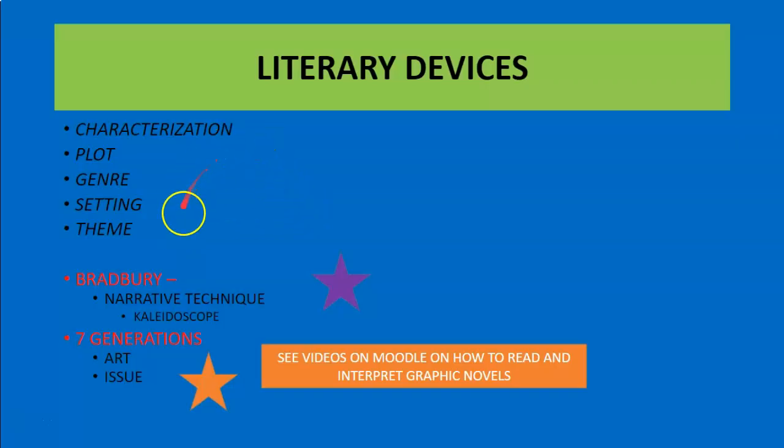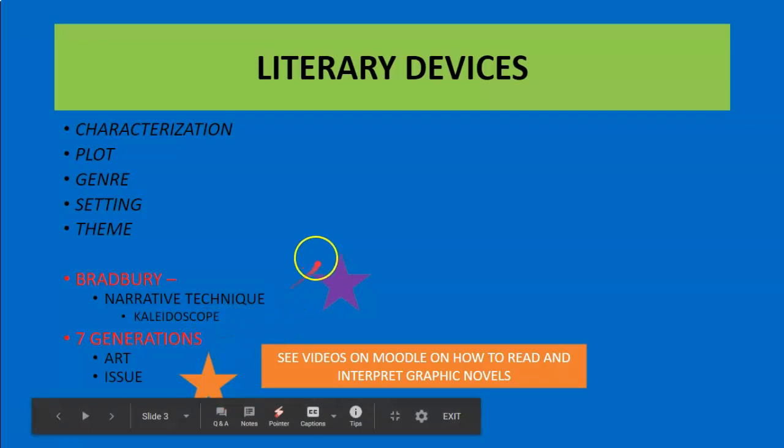So the 5 literary devices we're looking at are here, and then for Bradbury we're also going to be thinking about his narrative technique. It's going to be similar to Whitman. Eventually we're going to be using this as well with a graphic novel, but we're not there yet.